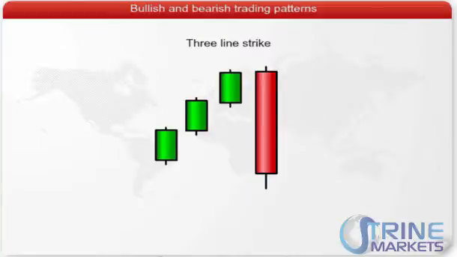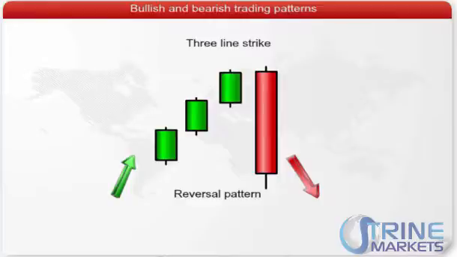3-line strike. A 4-candlestick reversal pattern, indicating only a bearish outlook. During the first 3 days, the candlesticks are green and confirm the general trend. On the 4th day, a long and especially red candlestick appears, which closes below the first day's closing price.